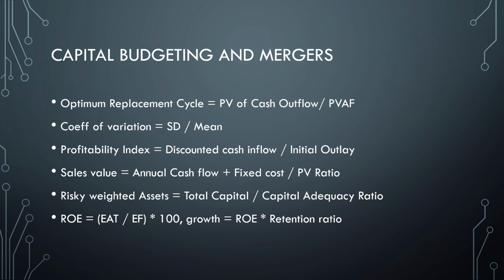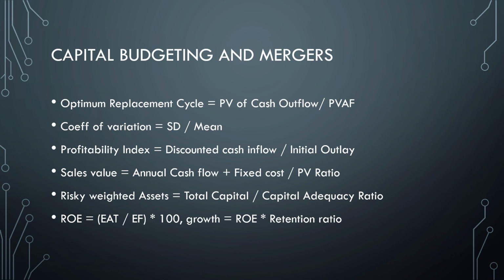Next one, in mergers, this is very important. Many candidates get doubt on this. How do we compute risk weighted assets? It's nothing but total capital by capital adequacy ratio. In this problem you can see it's 180 by 5%, so that will give you 3,600 lakhs. A little bit of application will help you with these things. That is risk weighted assets equals total capital by capital adequacy ratio.